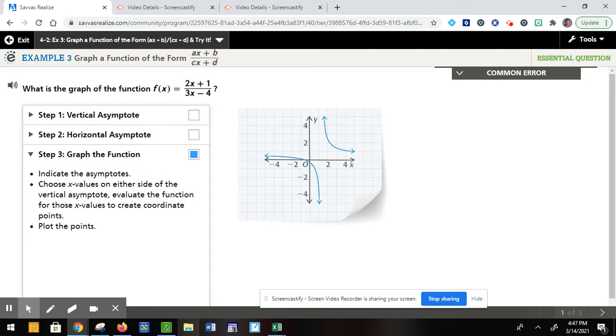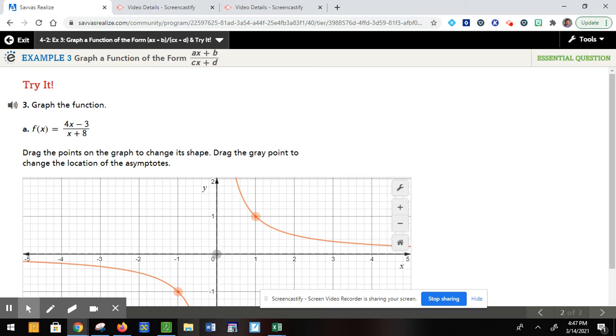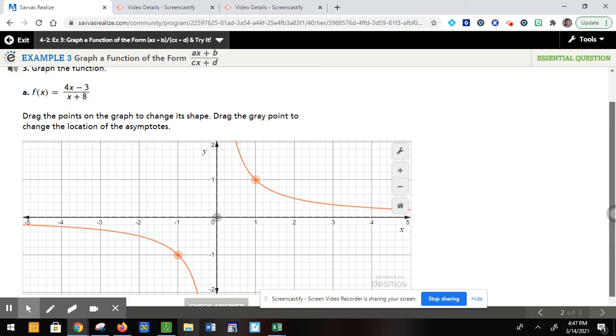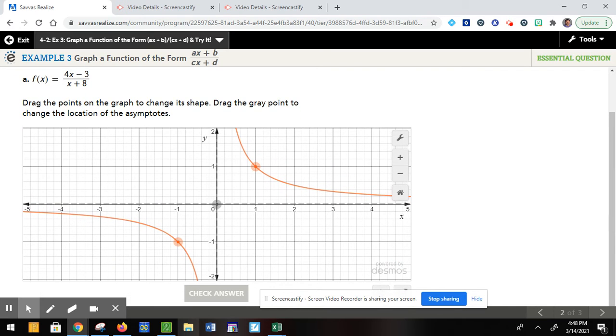Anyway, for step 3, you basically just find some other points. So what that means is choose x values on either side, and then evaluate the function to get ordered pairs, and then you plot the points. So there's two parts here to try. We'll do one together, and then I'll have you try the other one on your own.